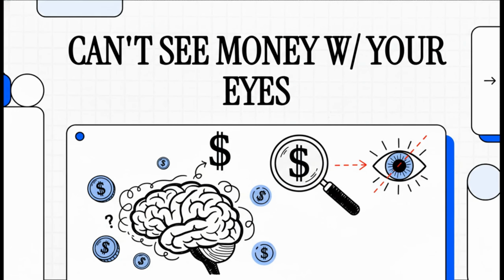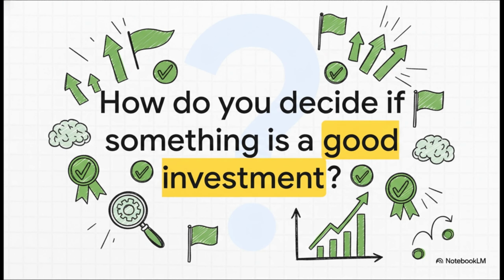So, let's dive into a single, powerful idea that could honestly change how you look at every financial decision you ever make. And it's this: you don't see money with your eyes, you see it with your mind. Just think about that for a second. When you're looking at a deal, any kind of deal, what makes you go, yep, that's a good one? What are your personal green flags?